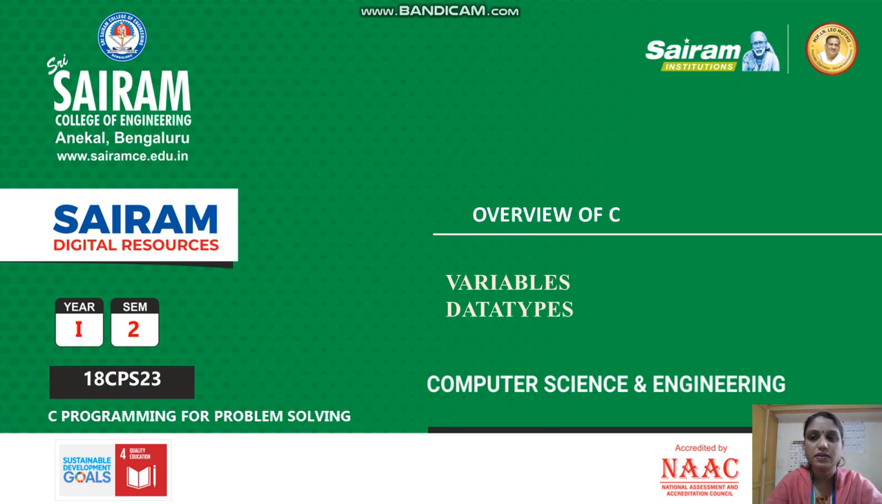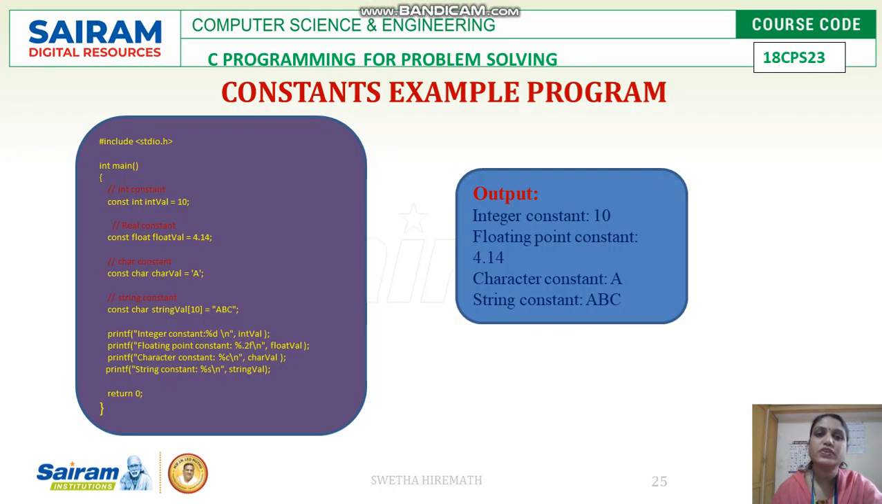Students, this is the 11th video of our first module, and in this video I'll be explaining variables and data types. Before I start with variables, I want to explain one example program of constants, which we have seen in the last video. This program has four types of constants: integer constant, real constant, character constant, and string constant. We can see how we have given the constant values.